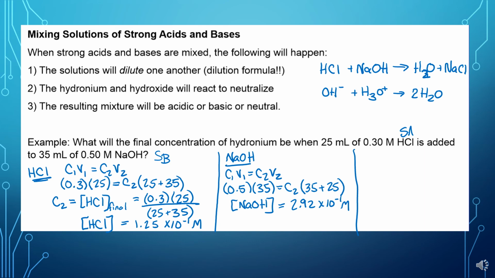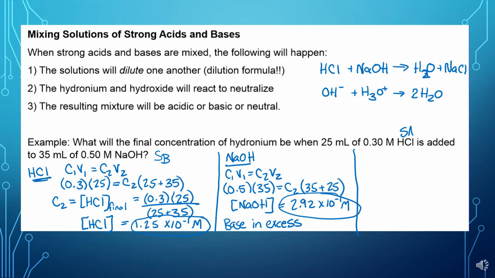Now what I want you to take a look at is which do we have more of? Is this going to be a basic solution or is this going to be an acidic solution after the neutralization takes place? So if we can compare these two numbers, you'll notice that we have a higher concentration of NaOH. So I have base in excess. So my final solution is actually going to be basic.